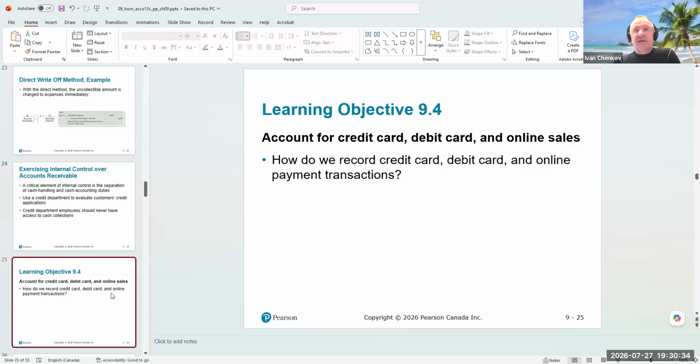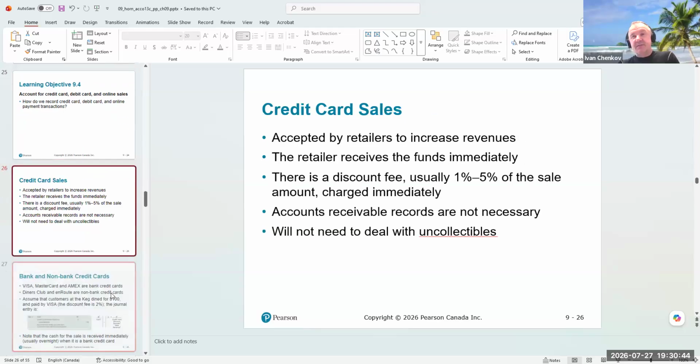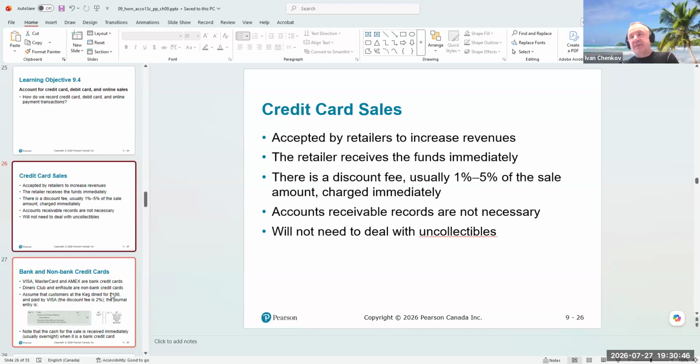How are we going to account for the credit card, debit card, and online sales? Now, in order to speed up the sales, that's the objective of the company, to increase the sales revenue, to speed up the sales, customers need a more convenient way to pay. We're going to start accepting credit card payments.